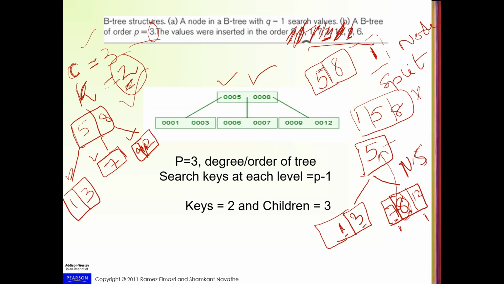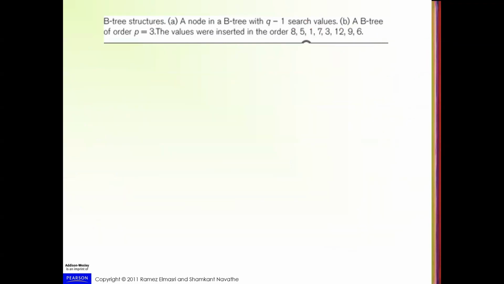Now 6. 6 cannot come as a left child. It can come between 5 and 8. So there is a place here. I can put 6 here. If you see, this is our root node, 5 and 8. This is the left child, this is the middle child, 6 and 7, and this is the right child, 9 and 12. So this is how you create a B tree. I hope you understood.